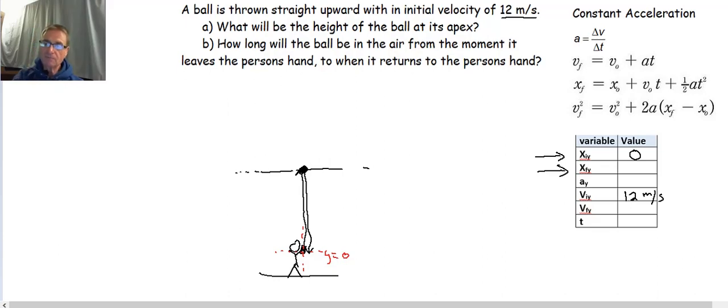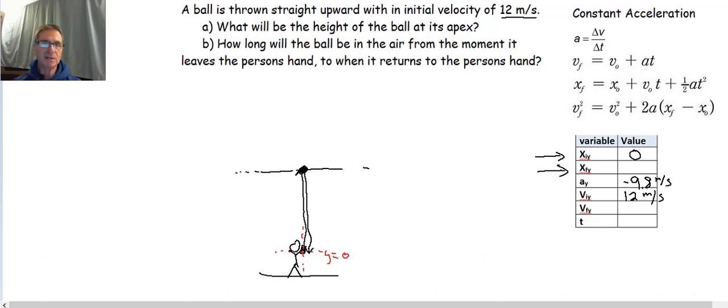So what's our acceleration going to be? Well, we're here on the surface of the Earth, so our acceleration is going to be negative 9.8 meters per second squared. Do we know anything else about this? Well, we have our 12 meters per second initial velocity, our initial position is 0, and our acceleration is negative 9.8 meters per second squared.